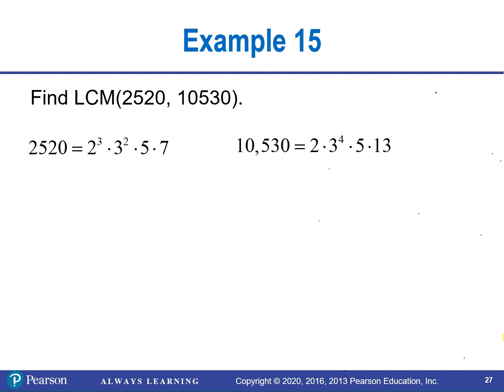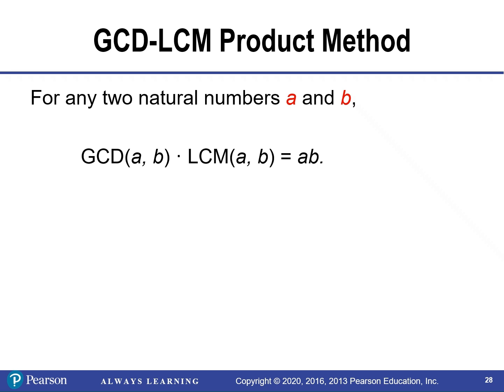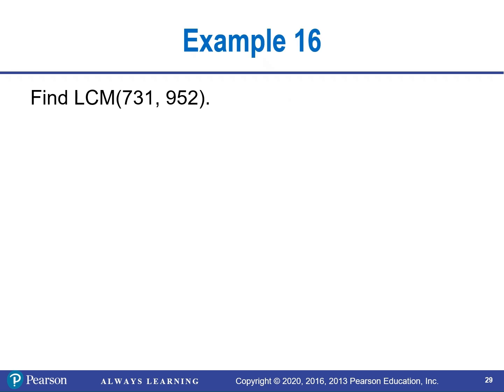Here's that work typed out for us. All right, the last thing we're going to discuss is what's called the GCD LCM product method. So for any two natural numbers, A and B, the greatest common divisor of those two numbers times the least common multiple of those two numbers is equal to the product of A and B itself.